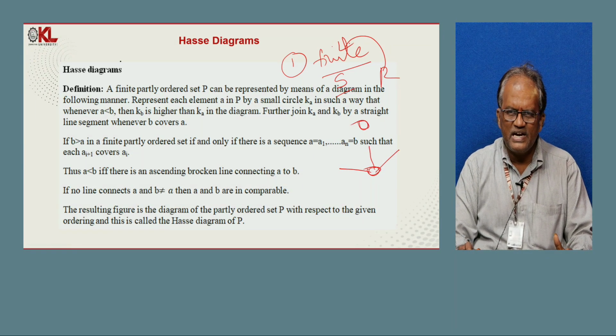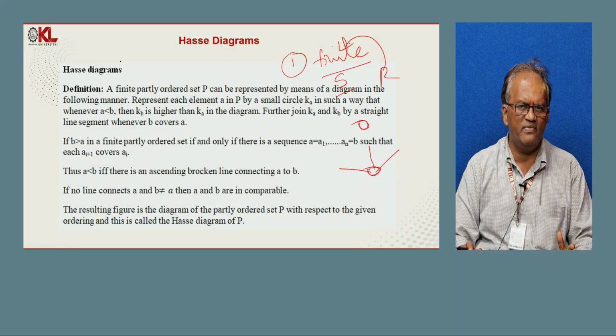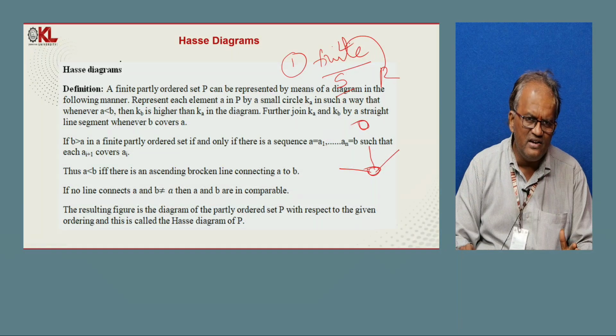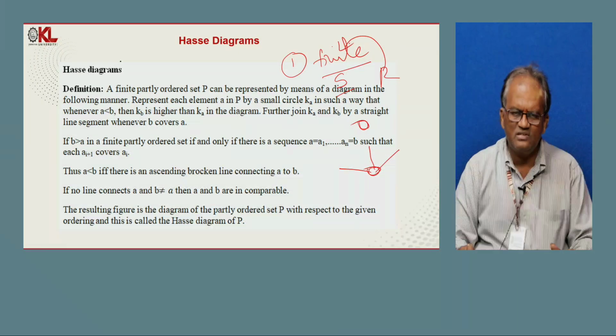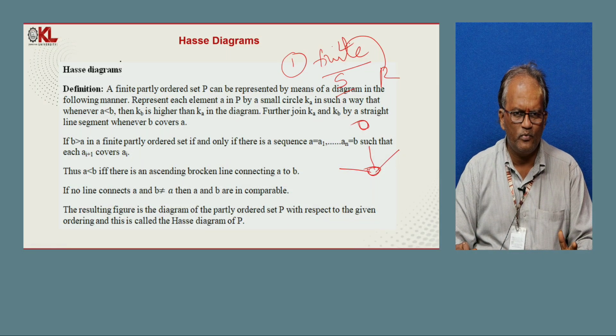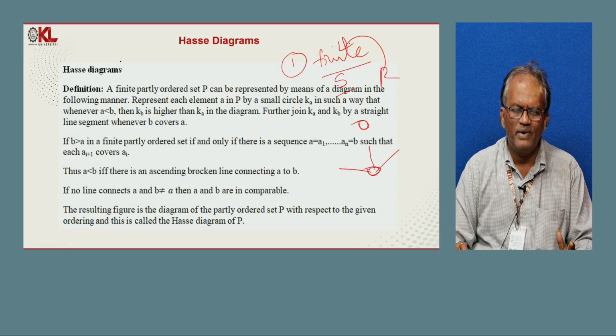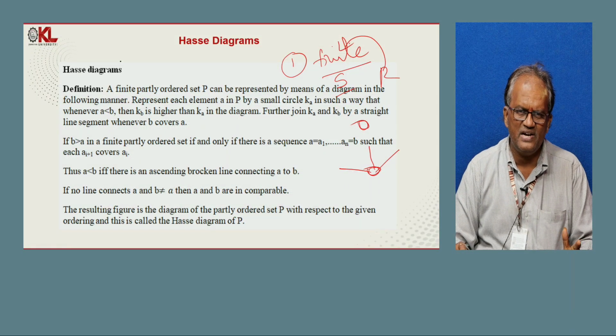So the first condition: the poset should be finite, containing a finite number of elements, with a well-defined relation. First identify the least element and greatest element from the poset, then circle the elements given in the poset, and connect the lines according to the relation defined on the poset. With this we can get Hasse diagrams of different dimensions.